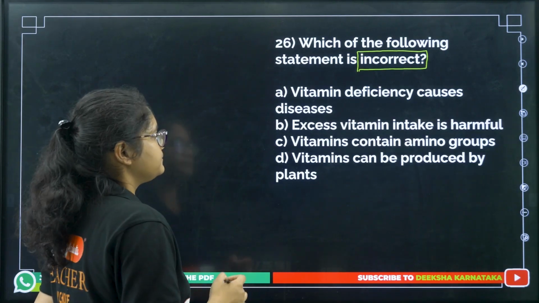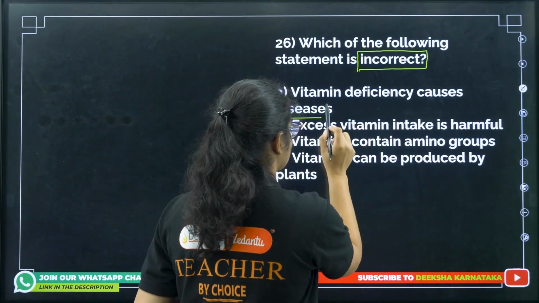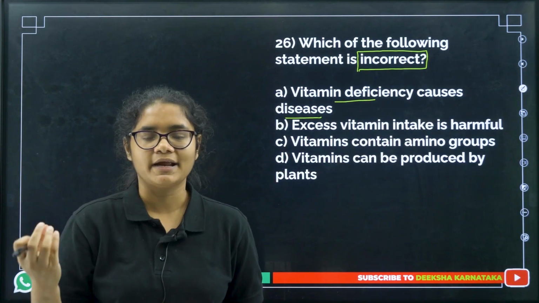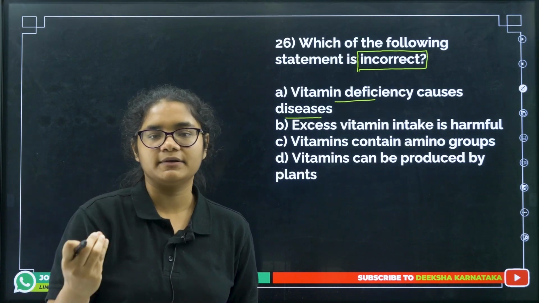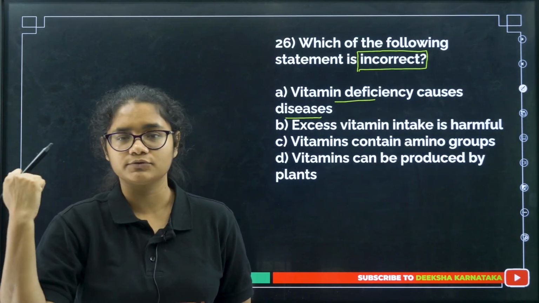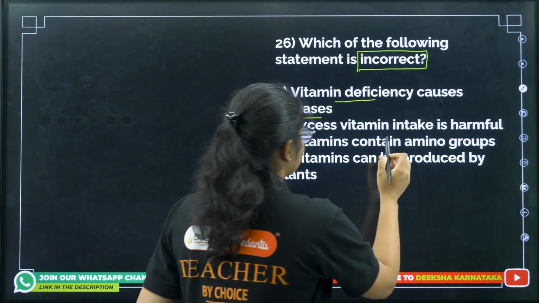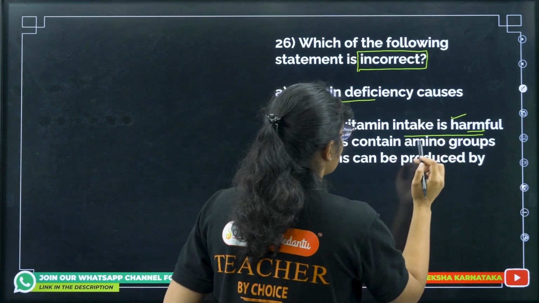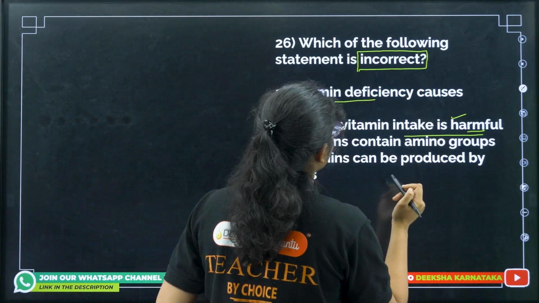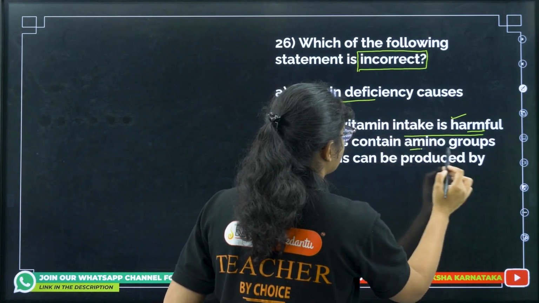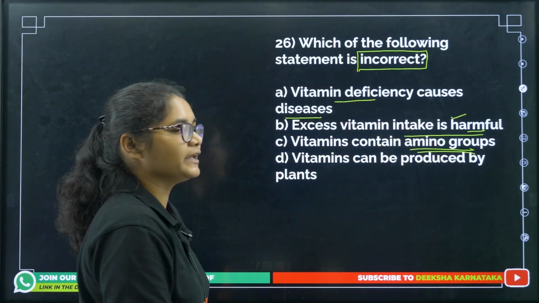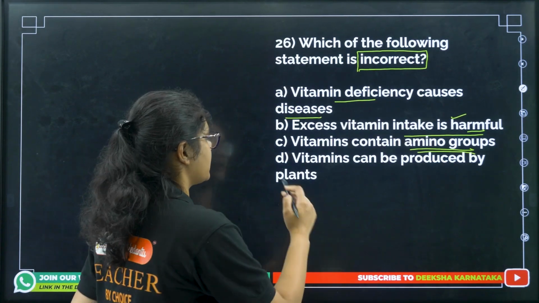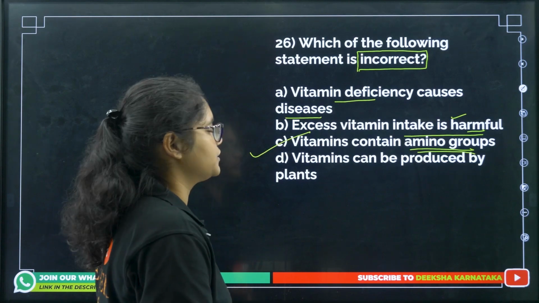Okay. So vitamin deficiency causes diseases. Yes, that is a correct statement, right? A deficiency causes you night blindness, C causes you scurvy, B causes beriberi, D causes rickets. So many diseases are there. Excess of vitamin intake is also harmful. This is also a correct statement. Vitamins contain amino groups. Okay, which statement is incorrect, right? But vitamins contain amino groups. So in vitamins we do not have any amino groups. So this is an incorrect statement. So correct answer for this question will be option number C.